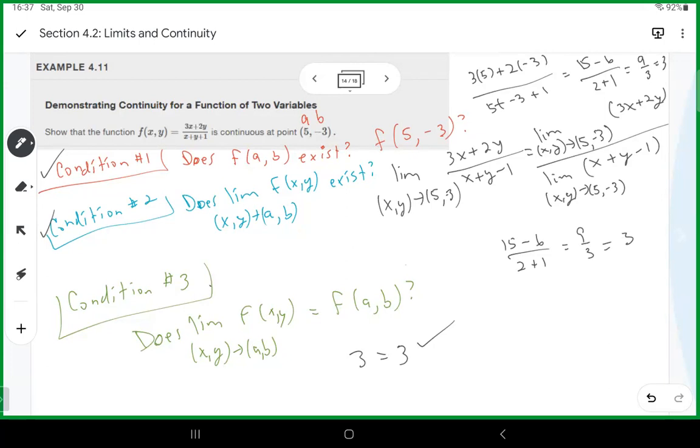So, yes, f of x y has continuity at 5, -3. Okay. All right.